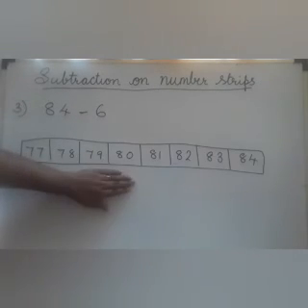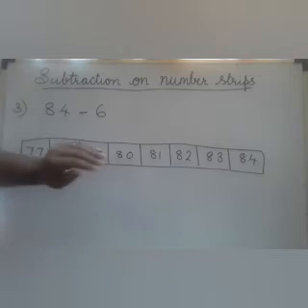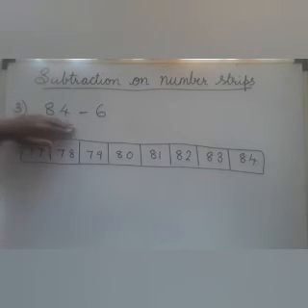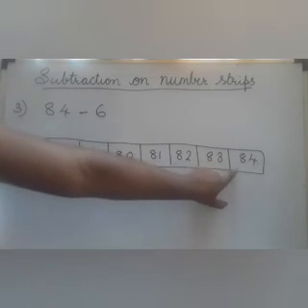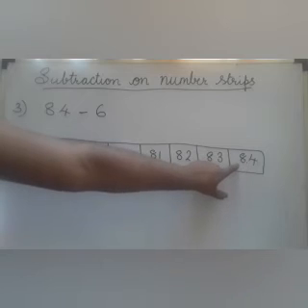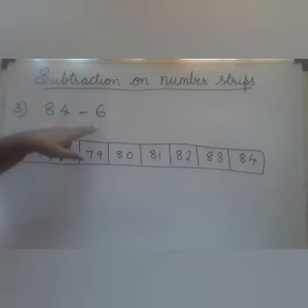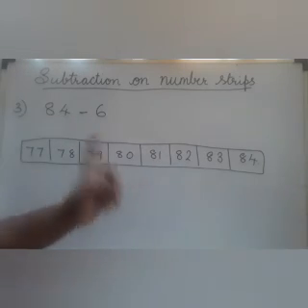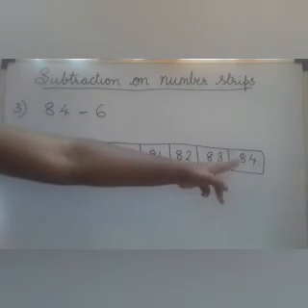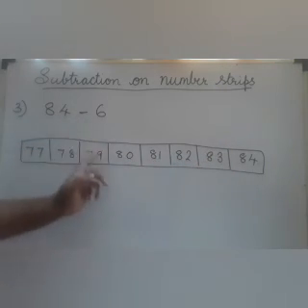Okay, my dear kids, here is the number strip. Here we are going to do the subtraction 84 minus 6. Look at the question. From where do we want to start the jumping? Tell louder. Yes, it is from 84. How many backward jumps? 6 backward jumps. From 84, we want to make 6 backward jumps.